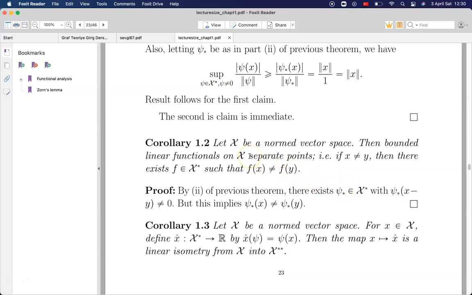Okay, let me lastly state this corollary in this video. Let x be a normed vector space, then bounded linear functionals on x separate points, which means the following. If you have two distinct points, x and y, then you may find some linear functional f in the dual such that f of x is not the same as f of y. Again, this follows from the second part of the previous theorem.